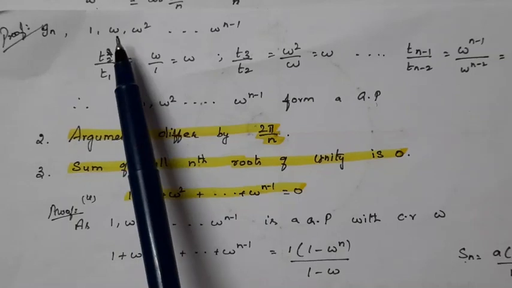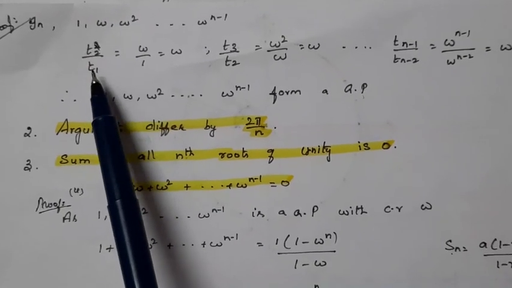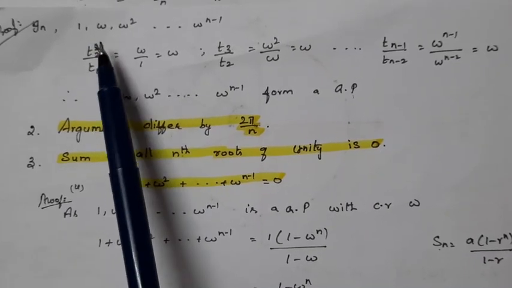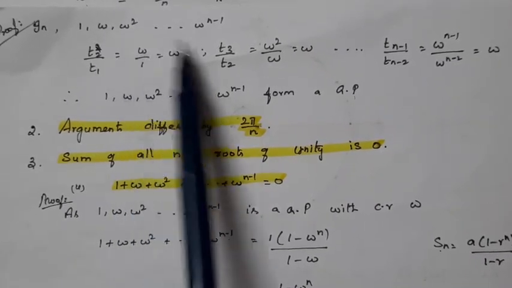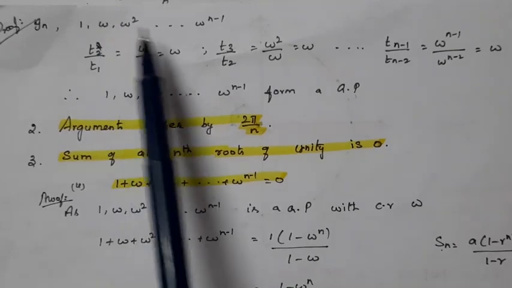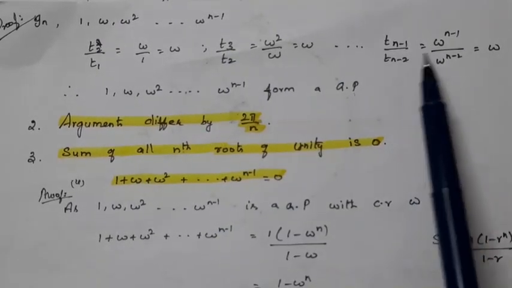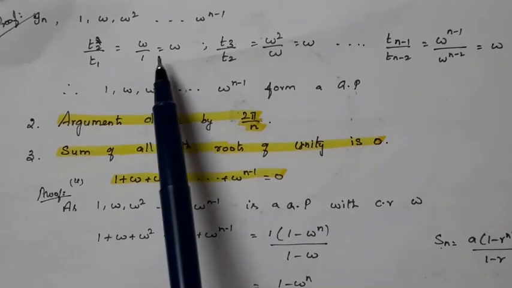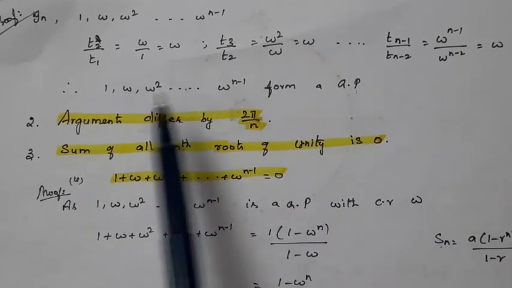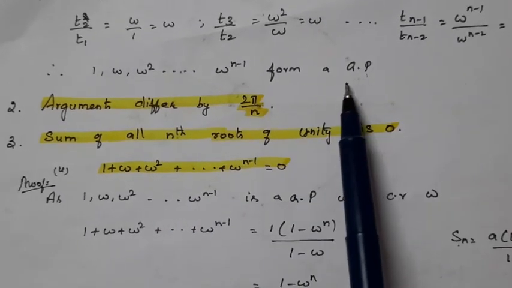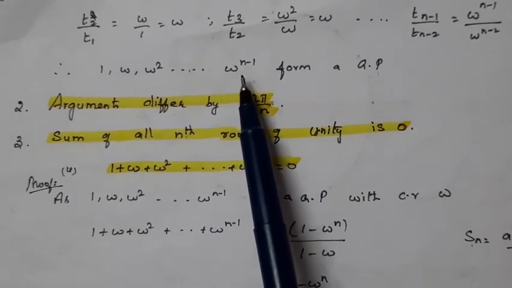Let us see that. GP means the ratios would be the same. Therefore, let us find out T2 by T1. What is T2 by T1? Omega by 1, omega. Then T3 by T2 is omega squared by omega, again equal to omega, etc. T power n minus 1 by T power n minus 2 will be omega. So, all the ratios will be equal to omega, and therefore 1, omega, omega squared, etc., to omega power n minus 1 form a GP with a common ratio omega.